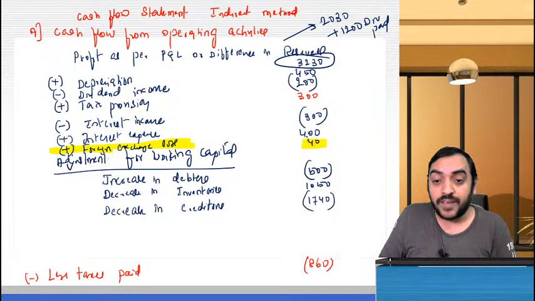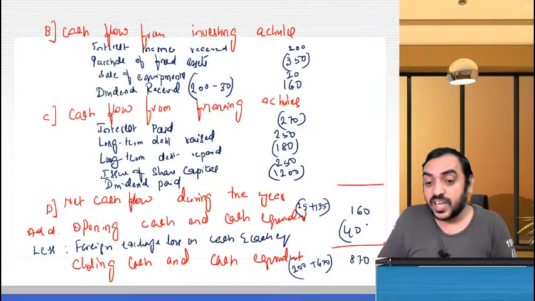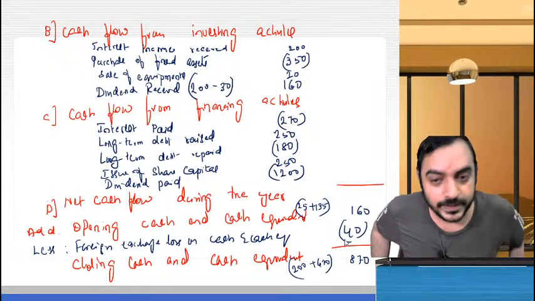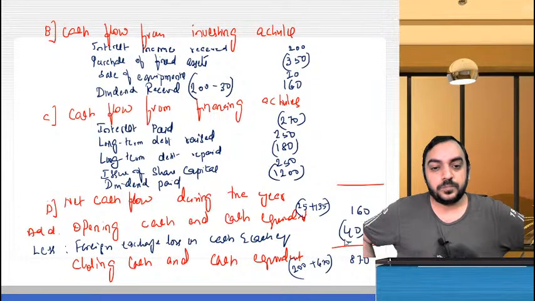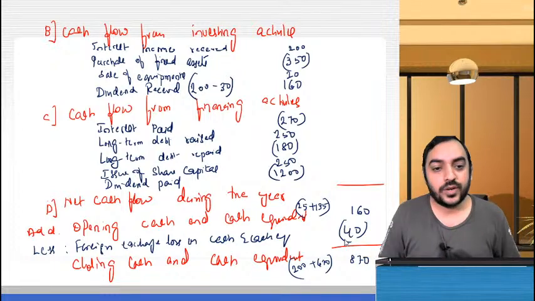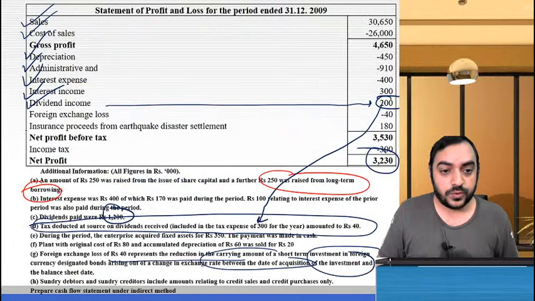So whatever amount I've added back as loss, now I'm going to subtract. In the case of a gain, I would have done the reverse. Okay. So we have done with respect to this.